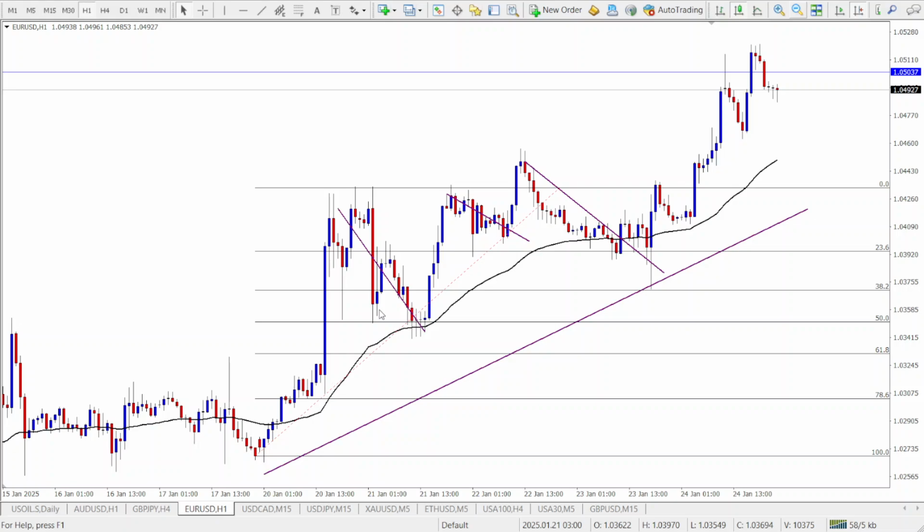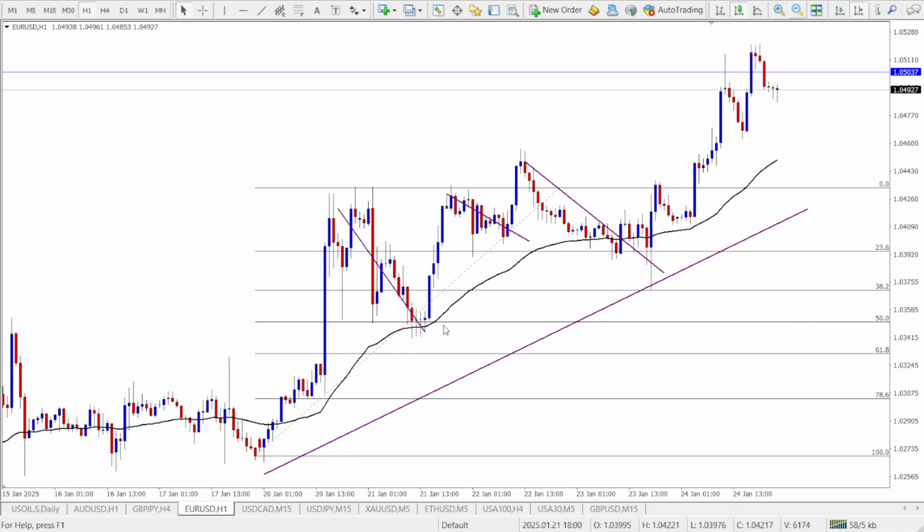Next, you have to confirm your signals. This is where it gets exciting. Wait for a clear confirmation that the pullback is over and the trend is resuming. This could be a candlestick pattern like a bullish engulfing or pin bar, or it could even be a breakout above a key level.